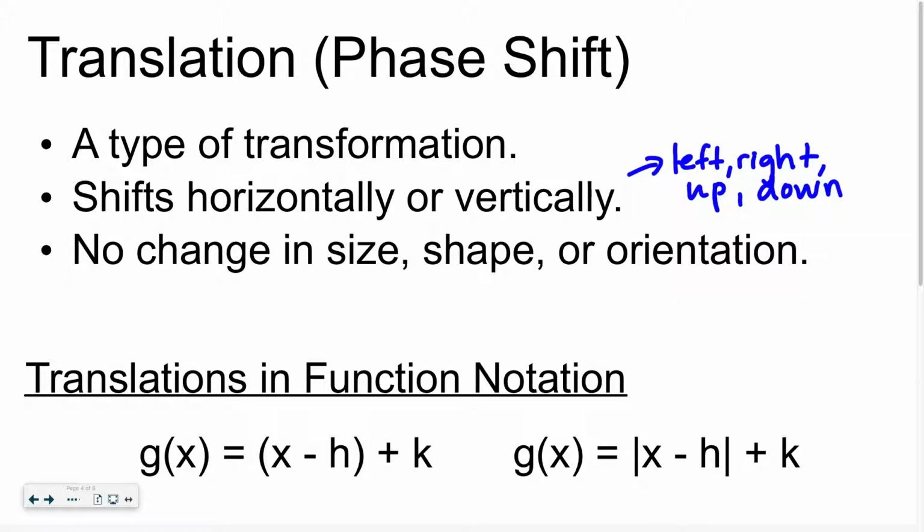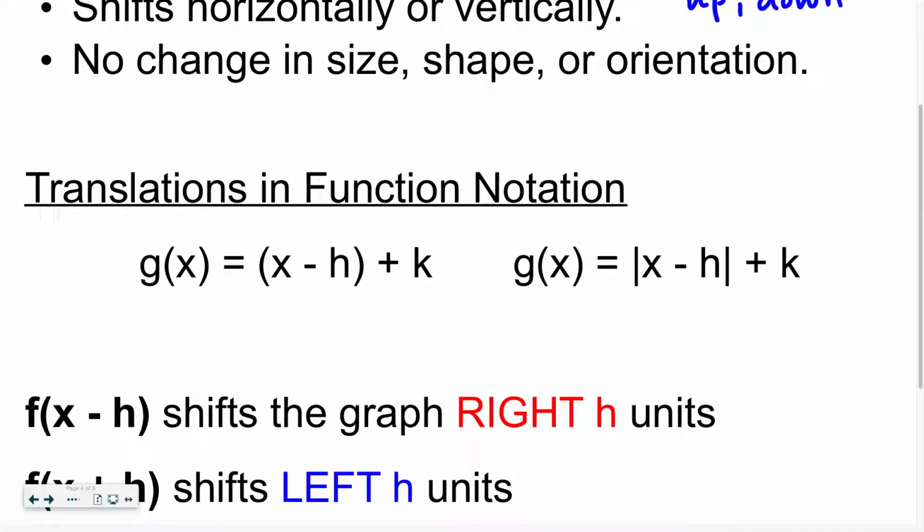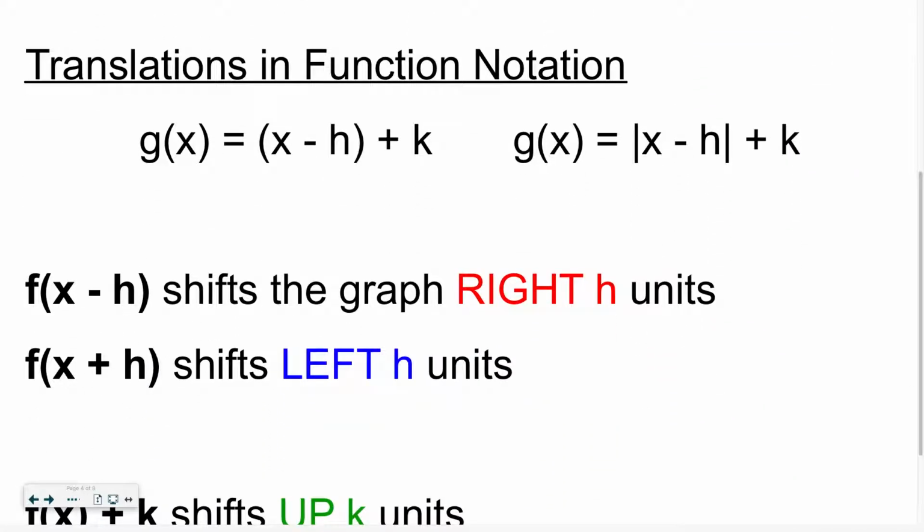These are the translations in function notation. So I kind of rewrote the linear and the absolute value function. This one is linear, and this one, of course, is absolute value because it has the absolute value bars. And I put in the h and k. Now, tomorrow we'll be talking about the a's. So you might remember there was an a, h, and k. So there is more to transformations than just right, left, up, down.